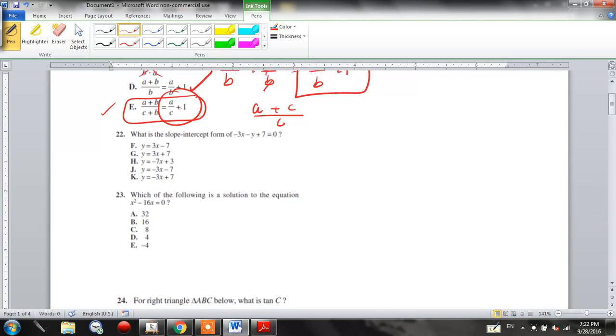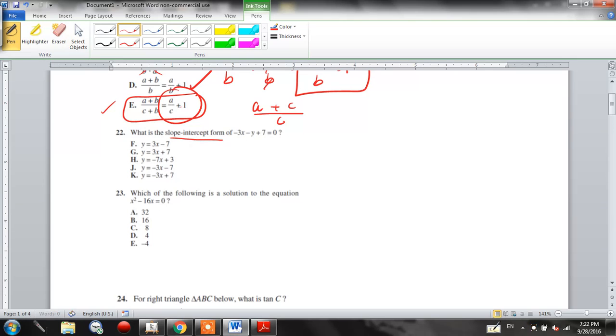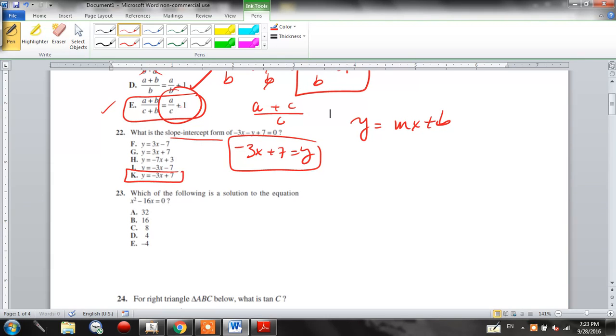Number 22. What is the slope-intercept form of this equation? The slope-intercept form is written in this way. We have to get rid of these, or you can just move the y over here, since it's negative y. So you get minus 3x plus 7 equals y. That's the slope-intercept form.